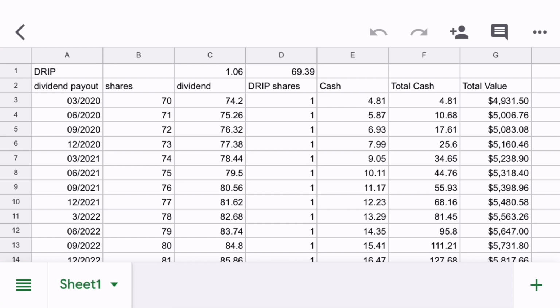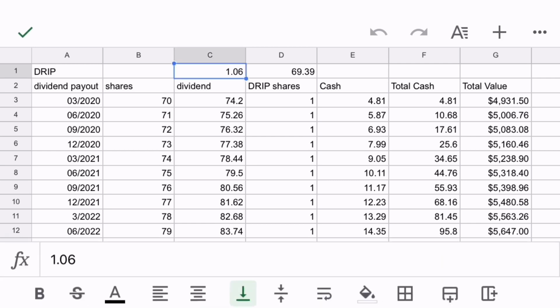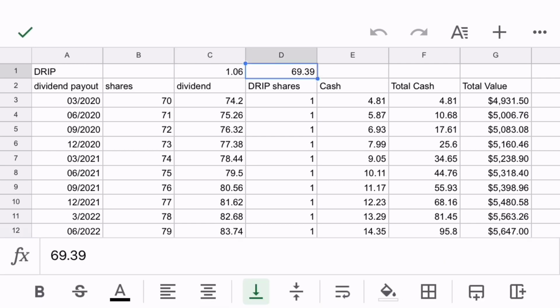Now let's dive into my Excel and take a look at just how valuable it is to have a DRIP versus keeping your money on the sidelines in cash. Okay, so here's our Excel sheet where we look at how valuable it is to have a DRIP. For this example, I'm going to assume that the dividend payout of $1.06 is going to be constant, and the share price of $69.39 will remain constant as well. But chances are it will fluctuate. I'm also not going to take into consideration any taxes. So everything going into the account is just being reinvested from the DRIP.